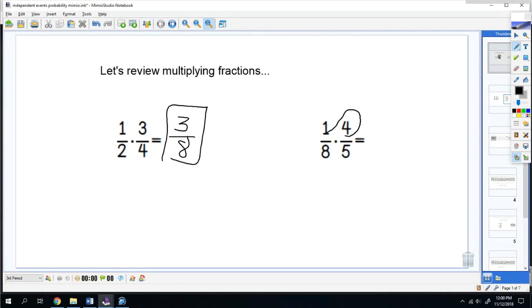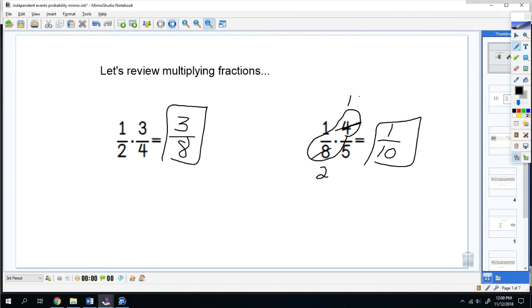So what I like to do is look at the numbers diagonal from each other. Well, 4 and 8 are factors of each other, so I can divide 4 into each other. So 4 divided by 4 is 1, and 8 divided by 4 is 2. So now all I have to do is 1 times 1, which is 1, and 2 times 5, which is 10. And that'll be your answer.